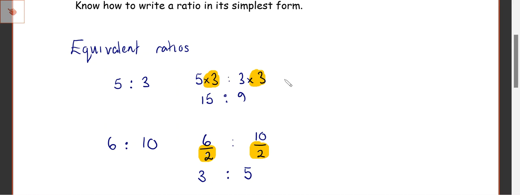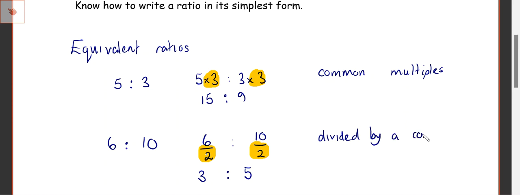What would the times by 3 be called? So what we did was we are going to find common multiples. In this case, we divided by a common factor.